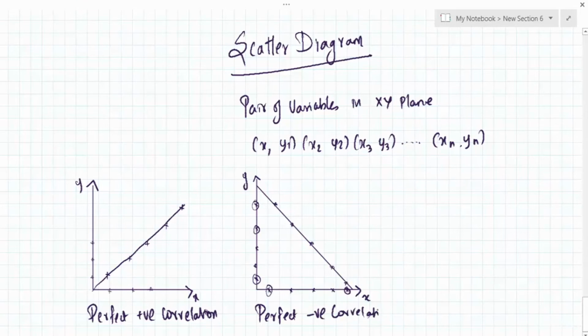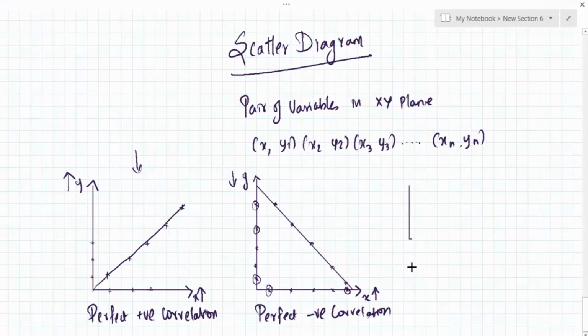There is a relationship between these two variables and they are perfectly opposite. When one variable is increasing, the other variable is decreasing. But in the first case, when x increases, y also increases. But here, when x increases, y decreases. So we call it as perfect negative correlation. We'll take one more.